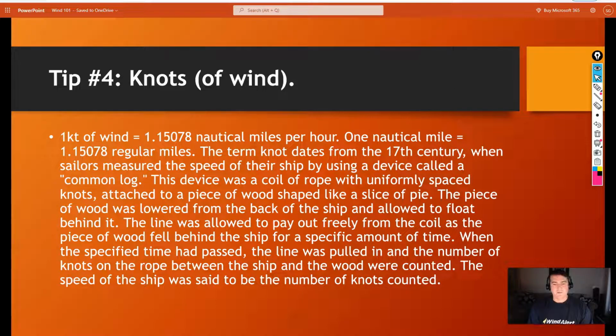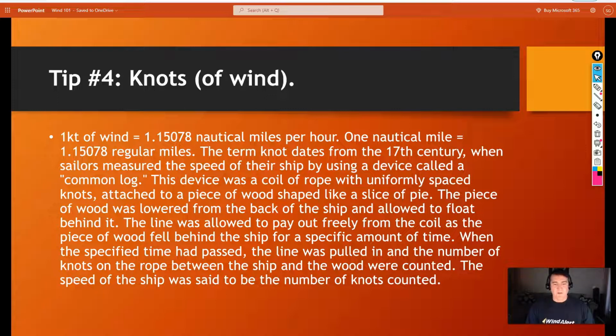It does come from the 17th century when sailors measured the speed of their ship by using a device called a common log. That was a coil of rope with uniformly spaced knots attached to a piece of wood shaped like a slice of pie. The piece of wood was lowered from the back of the ship and allowed to float behind it. Sometimes this was done from the bow to the aft of the ship, and they would have someone drop from the bow, and they would have a lookout on the aft to time it. If it was a bigger ship, sometimes that's what they would do. If it was a smaller ship like a schooner, they would drop it off the back.